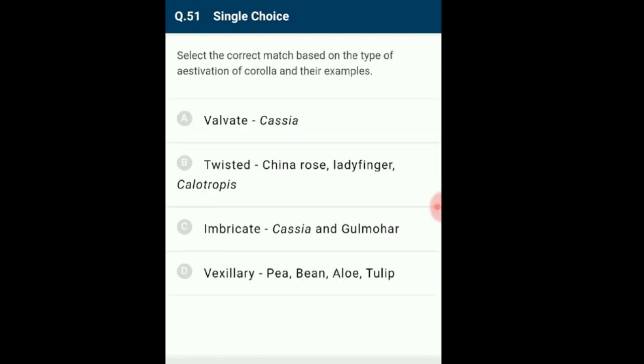Question number 51. Select the correct match based on the type of aestivation of corolla and their examples. Aestivation is the mode of arrangement of sepals or petals in a floral bud with respect to the other members of the same whorl. There are four main types of aestivation: valvate, calotropis; twisted, china rose, ladyfinger, cotton; imbricate, cassia and gulmohar; vexillary, pea and bean. So the answer for this question is option C. Imbricate, examples cassia and gulmohar.